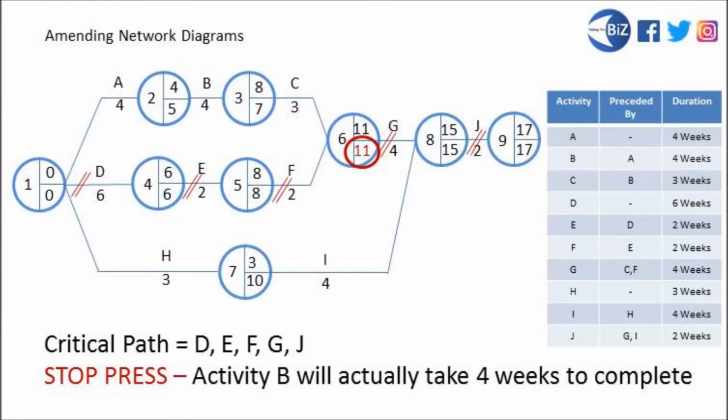It's going to be 11. If we go across our middle row here, if we take that 11-week latest finish time from node 6 and deduct the 2-week duration of activity F, rather than that latest finish time in node 5 being 8, 11 minus 2 actually equals 9, making changes as we go here. If we take that 9-week latest finish time and carry on moving across and deduct the 2-week duration of activity E, 9 minus 2 is not 6, 9 minus 2 is 7.